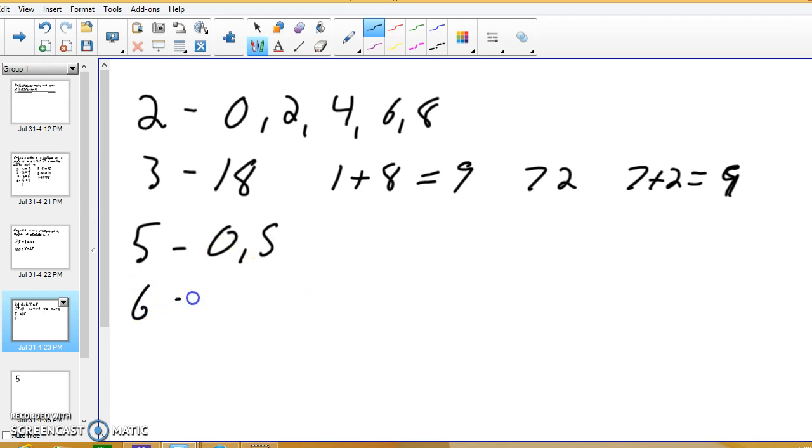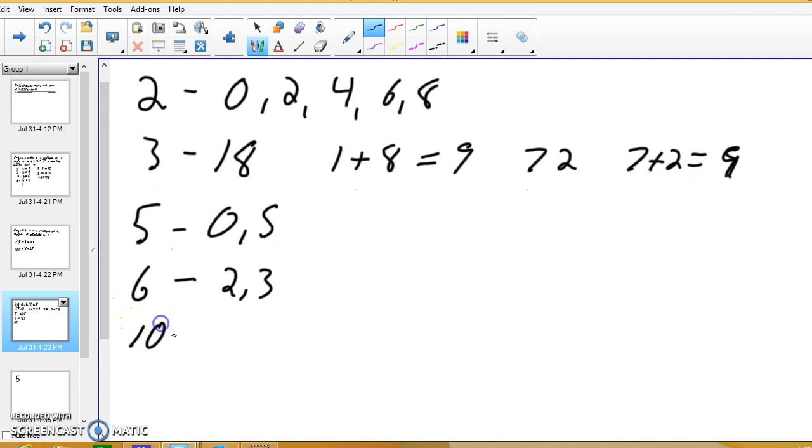Our next test is the number 6. So this one is, if it is divisible by both 2 and 3, then it is divisible by 6. So again, it has to be divisible by both 2 and 3. So once you test 2 and 3, you automatically know if it is divisible by 6.